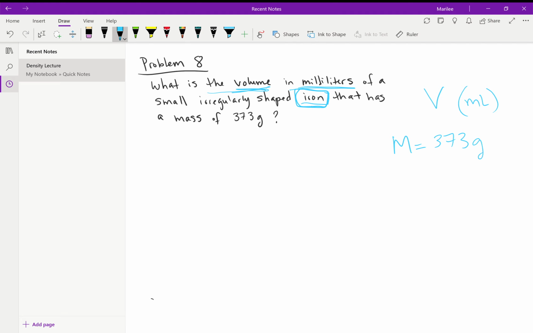We know it's iron, so we have to look up the density of iron. And I already looked that up, which is 7.87 grams per centimeter cubed. So we need our volume in milliliters, but our density is in centimeters cubed. Do you guys remember the conversion I told you before? 1 milliliter is equal to 1 centimeter cubed, which is equal to 1 cubic centimeter.